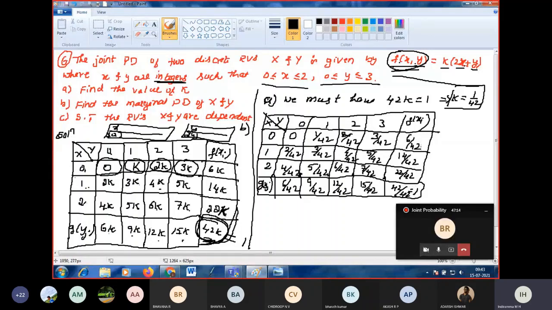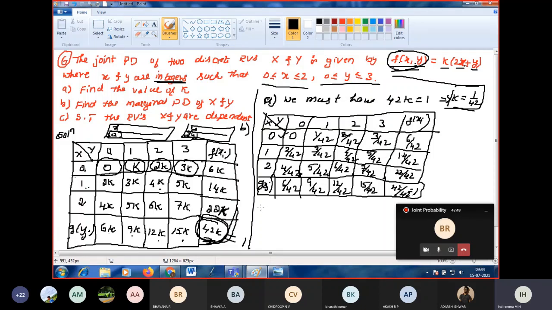You can check here. The denominators are the same, so add the numerators. 6 plus 14, what is 6 plus 14? 20, 20 plus 22, 42. So 42 by 42 I got. Here 9 plus 6, 15, 15 plus 12, 27, 27 plus 15, 42. 42 by 42 I got, that is 1. So now my k value is correct and these are the marginal distributions. The marginal distribution is x, f of x values and y, g of yj values. Next, the second question is also over.